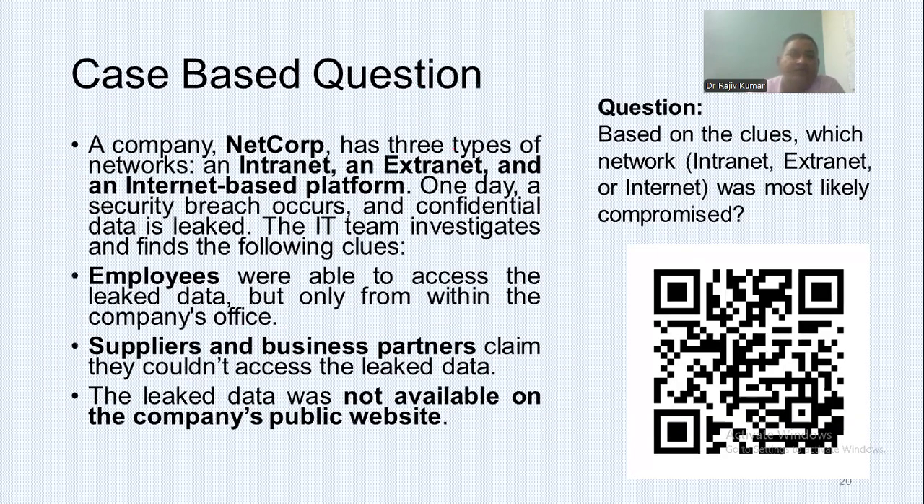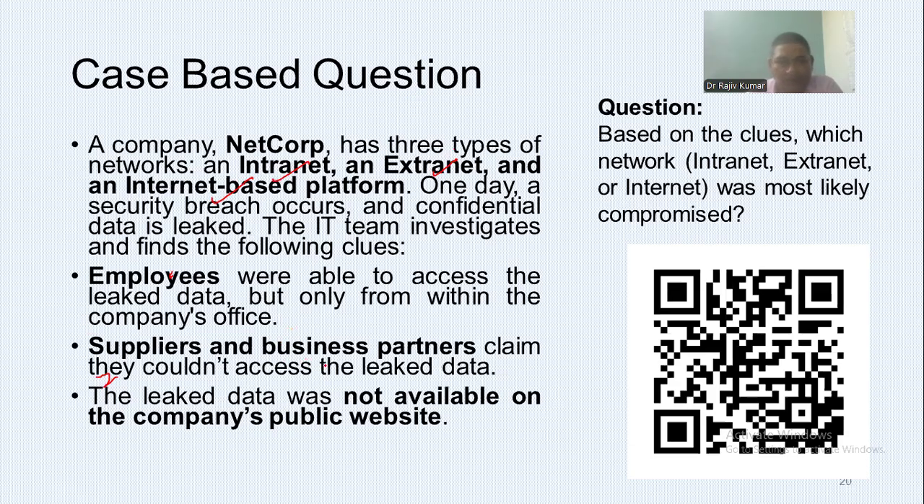Now there is a case-based question. A company, NetCorp, has three types of network: internet, intranet, and extranet, and an internet-based platform. One day, a security breach occurs and confidential data is leaked. The IT team investigates and finds the following clues. Employees were able to access the leaked data, but only from within the company's office.